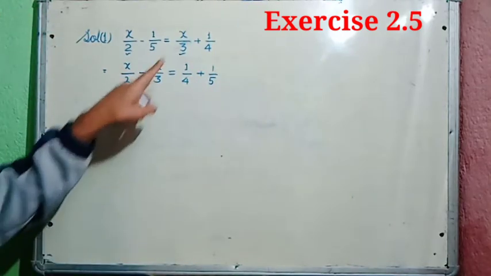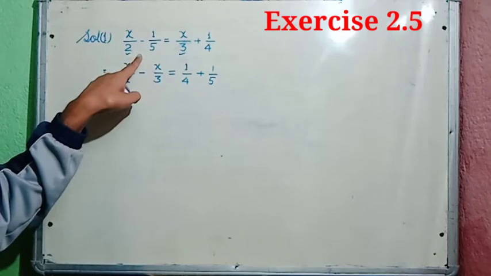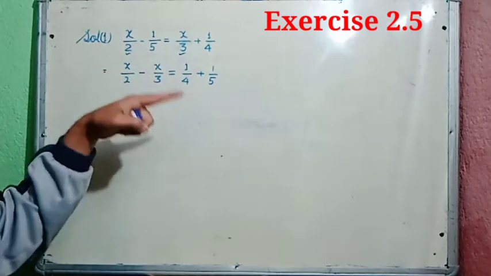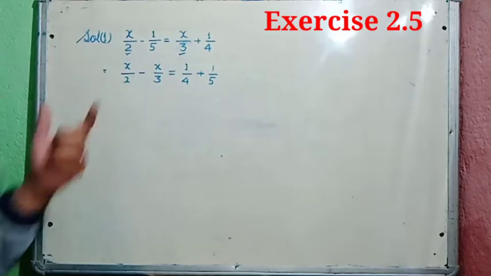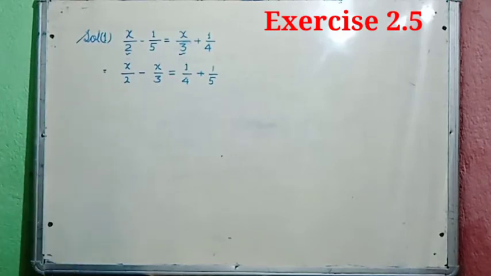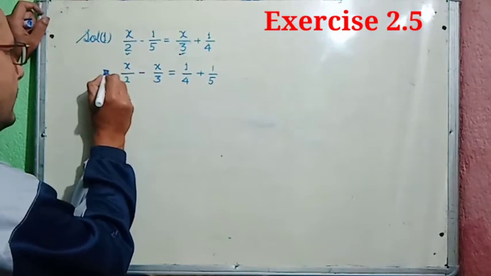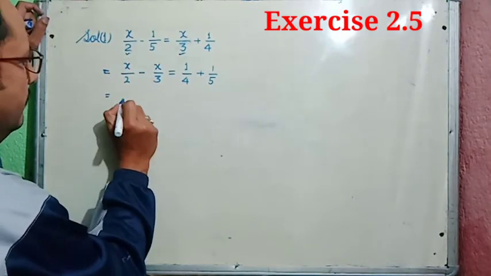So we transposed this in the LHS, and transposed this to the right side with changing their sign, right? Now you can simplify with their operation. It is subtraction, so we will subtract both fractions by taking LCM.